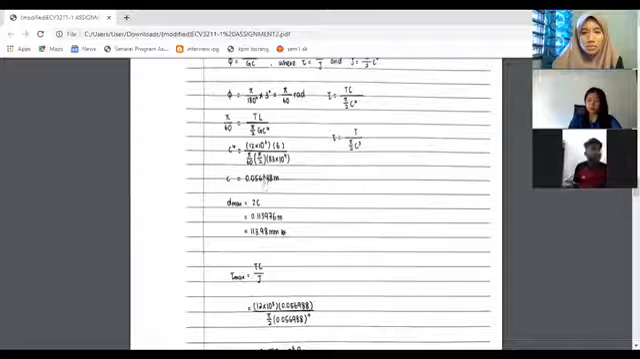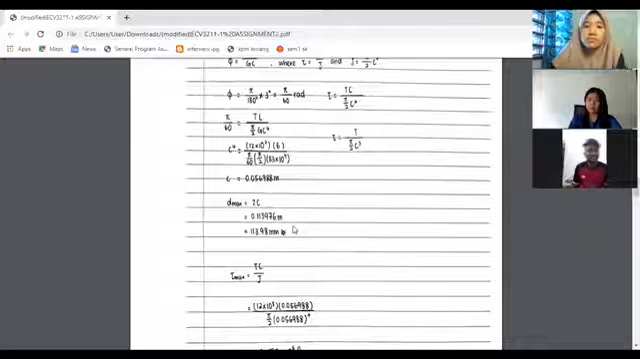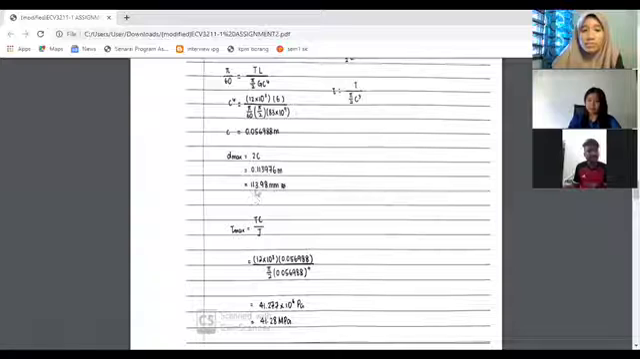Make sure we change the degree into radian first. Then we substitute the tau into the angle of twist formula. We make c the subject, then we can find c. Since they asked for the diameter, we multiply c by 2 because c is the radius. We times 2, and we get the diameter is 113.98 millimeter.